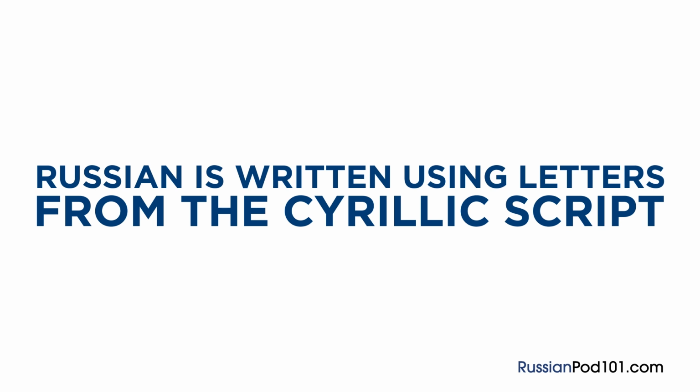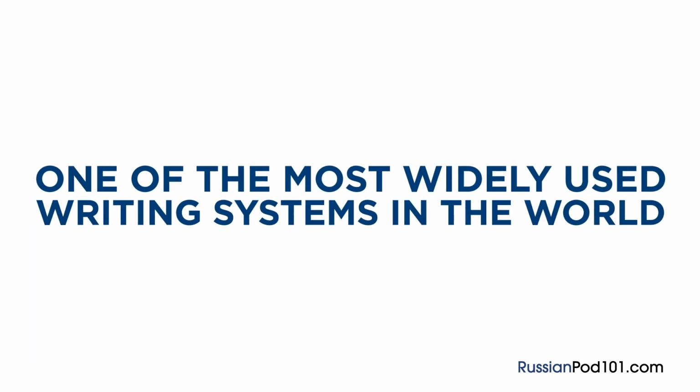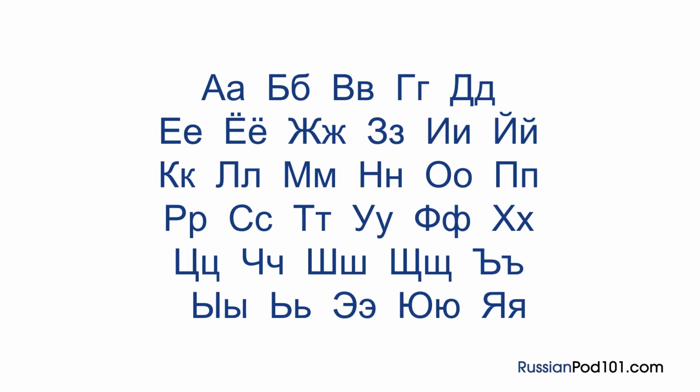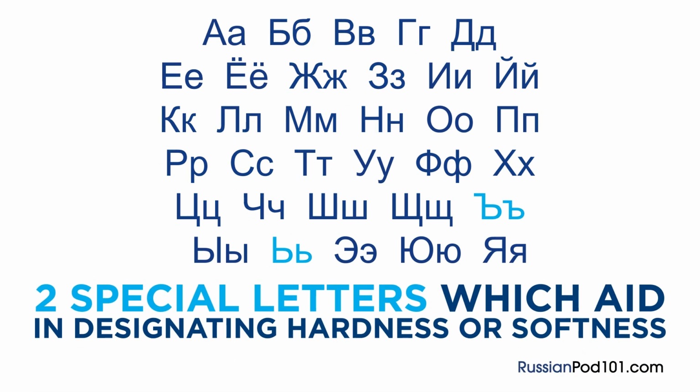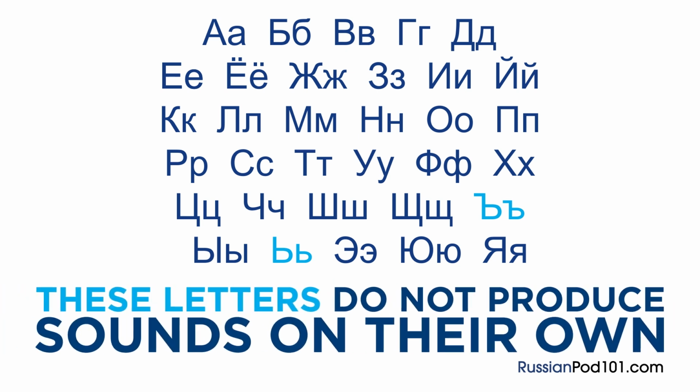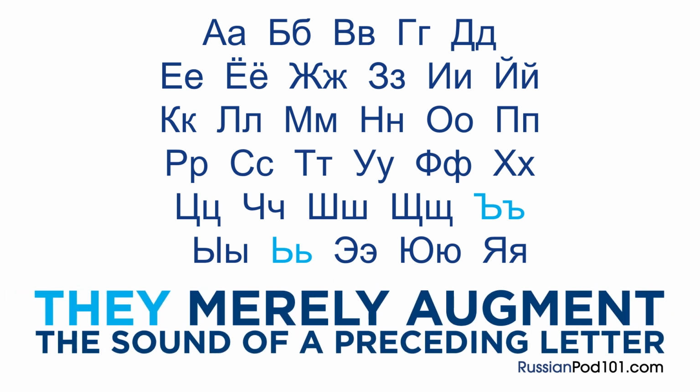Russian is written using letters from the Cyrillic script, one of the most widely used writing systems in the world. The Russian alphabet consists of 33 letters. These are 10 vowels. Of these, 5 are hard vowels and 5 are soft vowels. There are 21 consonants and 2 special letters which aid in designating hardness and softness. These letters do not produce sounds on their own. They merely augment the sound of a preceding letter.